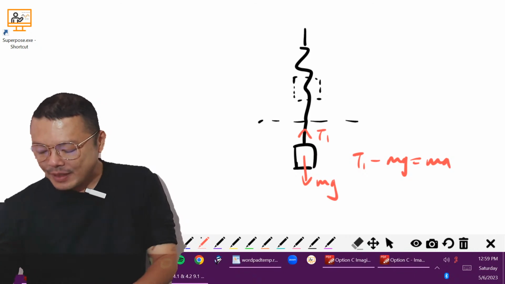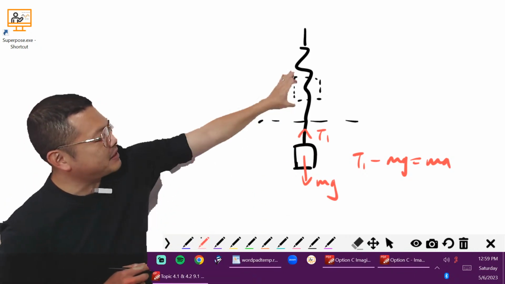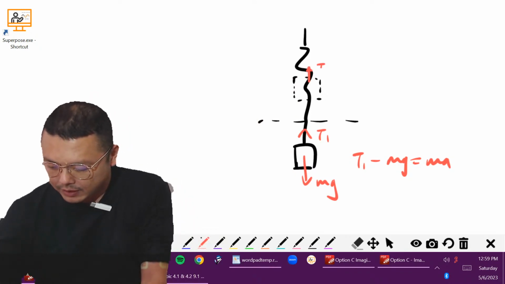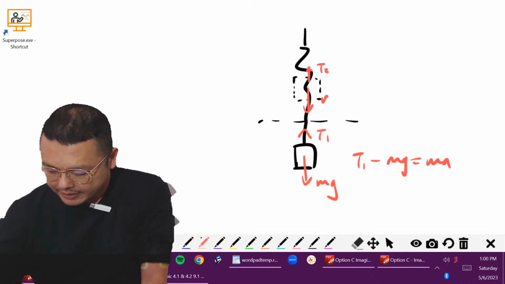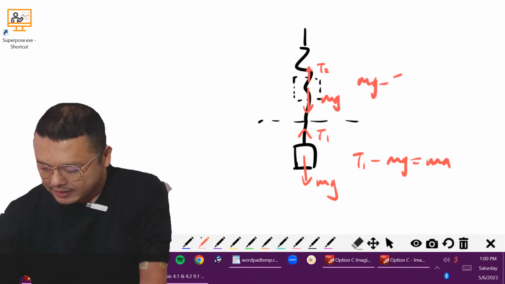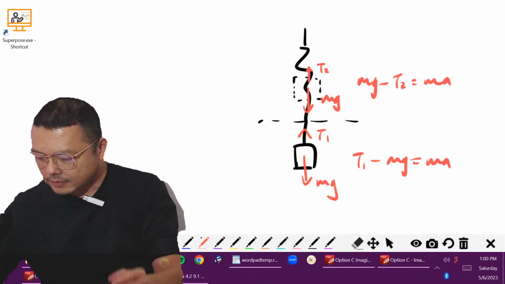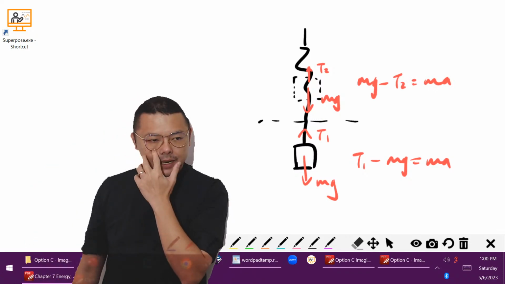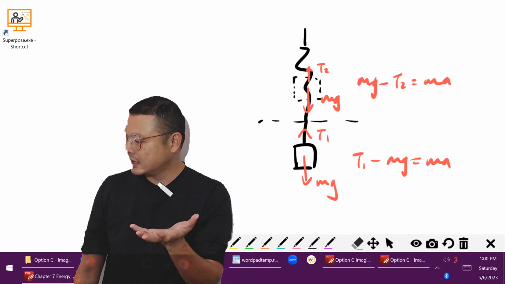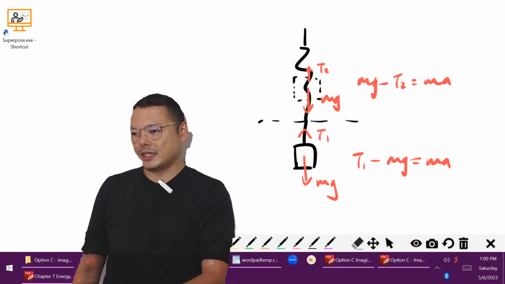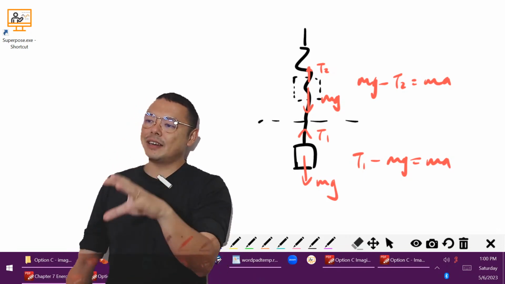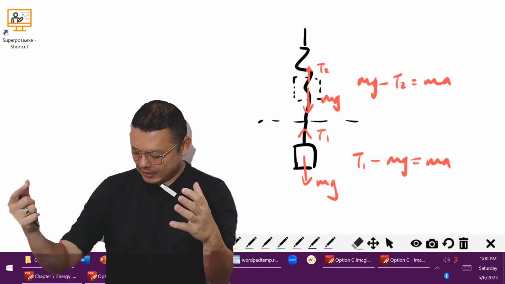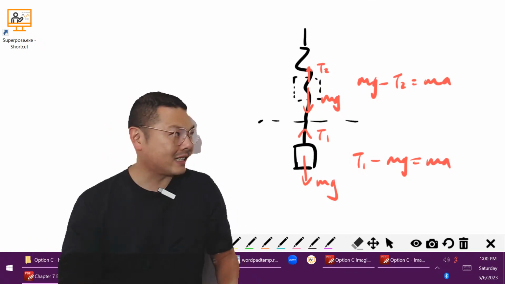But then once this object goes up, the tension is completely different. In fact, the tension is much smaller, then the mg is still like that. So at the top, mg minus T2 equals ma. So that's the problem with vertical spring mass system. There are two forces to consider. That's why I say the horizontal spring mass system is actually the easiest thing to understand, and all the others are actually quite hard.